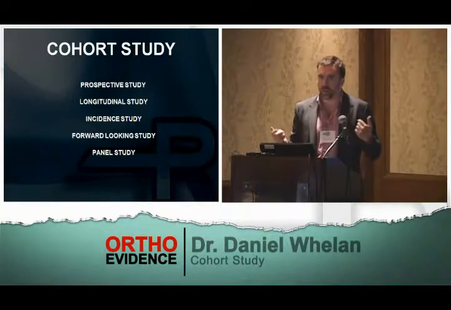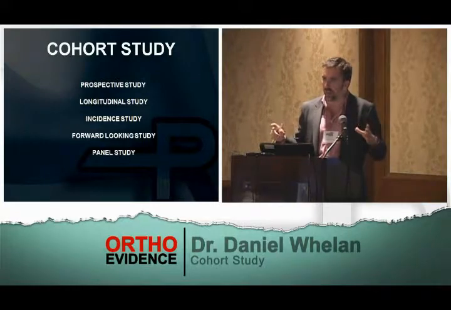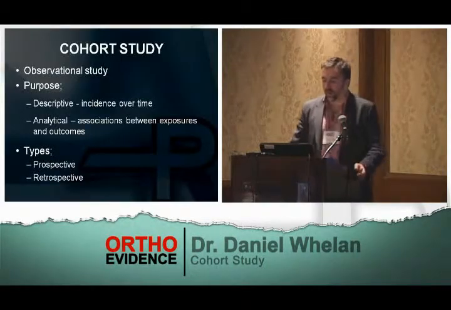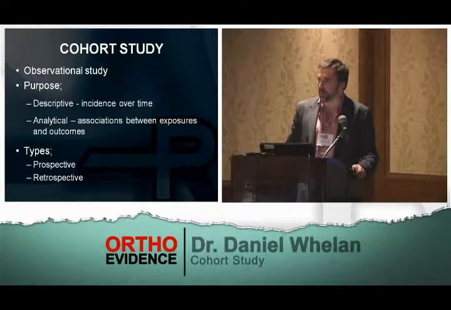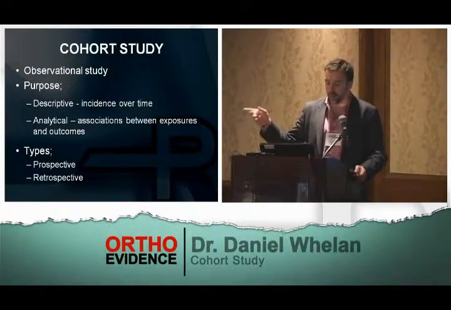So the difference here is that the initial group of patients is identified not by the outcome or the disease they have, but by the risk for a particular outcome or their absence of that risk. The purpose is sometimes descriptive, to describe the incidence of a given problem over time, sometimes analytical, to find associations between a risk and an outcome.